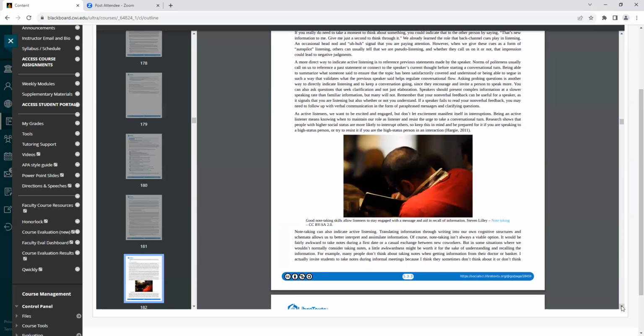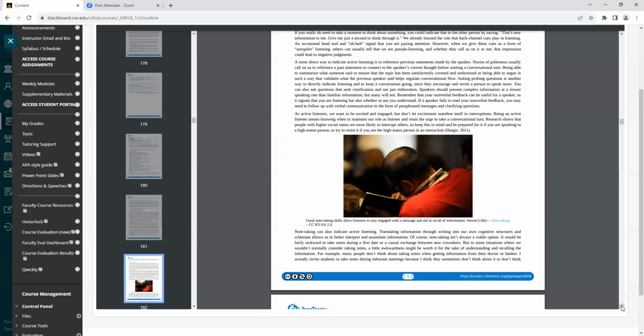A more direct way to indicate active listening is to reference previous statements made by the speaker. Norms of politeness usually call on us to reference a past statement or connect to the speaker's current thought before starting a conversation turn. Being able to summarize what someone said to ensure that the topic has been satisfactorily covered and understood, or being able to segue in such a way that validates what the previous speaker said, helps regulate conversational flow. Asking probing questions is another way to directly indicate listening and to keep a conversation going, since they encourage and invite a person to speak more.